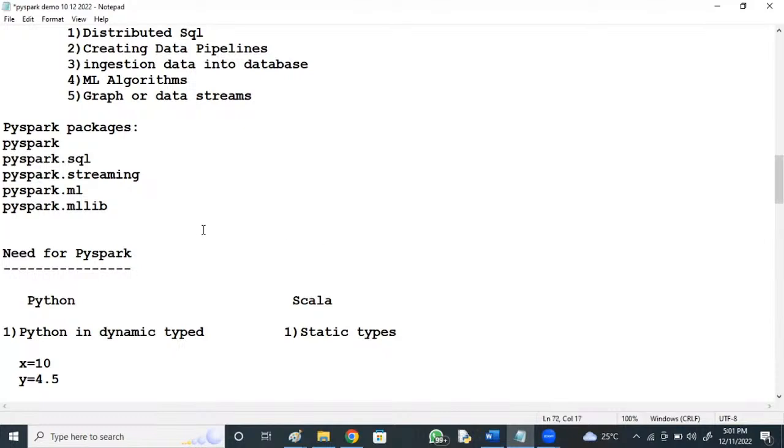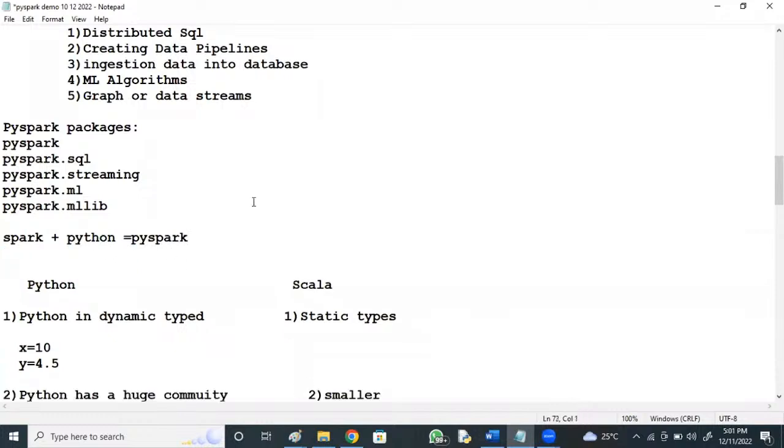So Spark plus Python: once again I'm saying, Spark is an execution model implemented by using a language called Python. Spark and Python combined is PySpark, an execution model implemented by using Python, not only multi-language support.